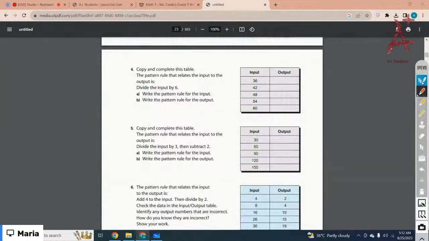Copy and complete this table. The pattern rule that relates the input to the output is divide the input by 6, right? You have to divide the input value by 6. So 36 divided by 6 is 6. 42 over 6 is 7. 48 over 6 is 8. 54 over 6 is 9. 60 over 6 is 10. You have to write these in the table. The pattern rule is you divide the input value by 6, and you will get the output, right?